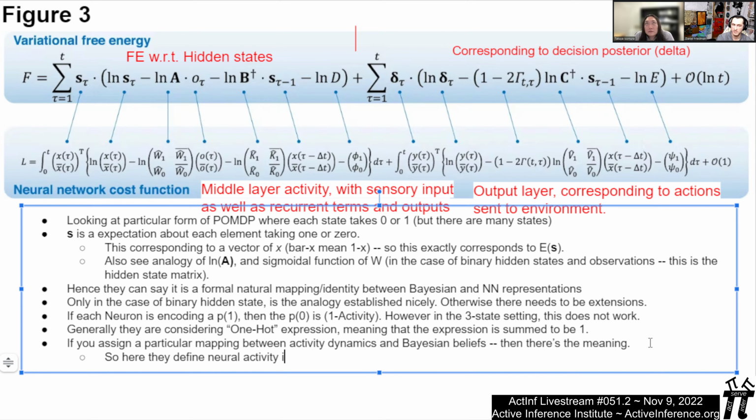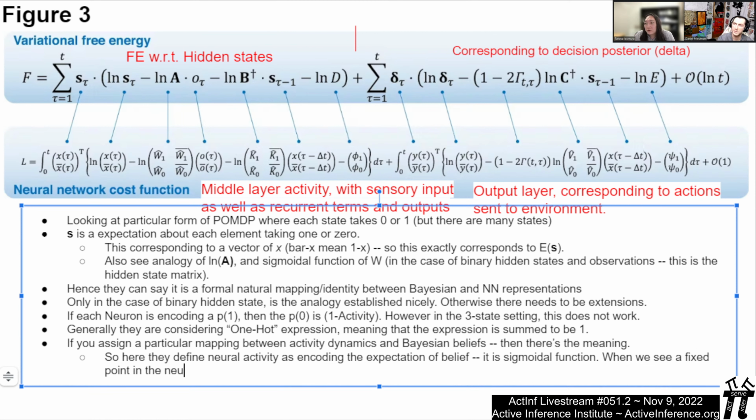Neural activity encodes the expectation. So neural activity is a sigmoidal function of something itself. This is because once we see a fixed point of the neural activity equation, which is derived from this cost function, it has the form of a sigmoidal function. So x equals sigmoidal function of blah, blah, blah. This form exactly corresponds to a softmax operation, a softmax function of something, which is seen in the solution of the posterior expectation about this.